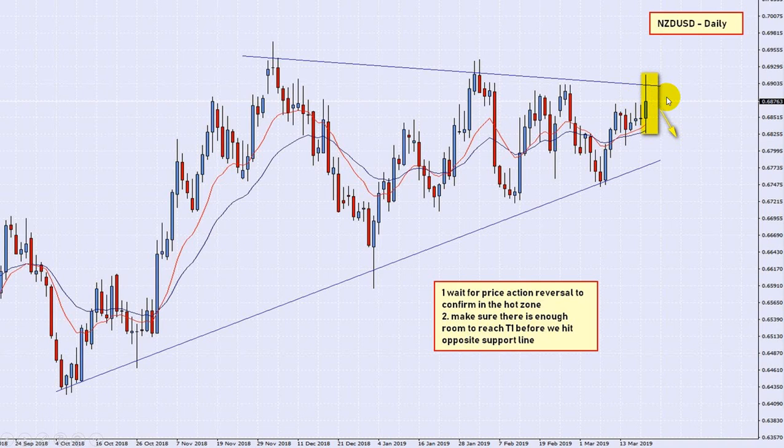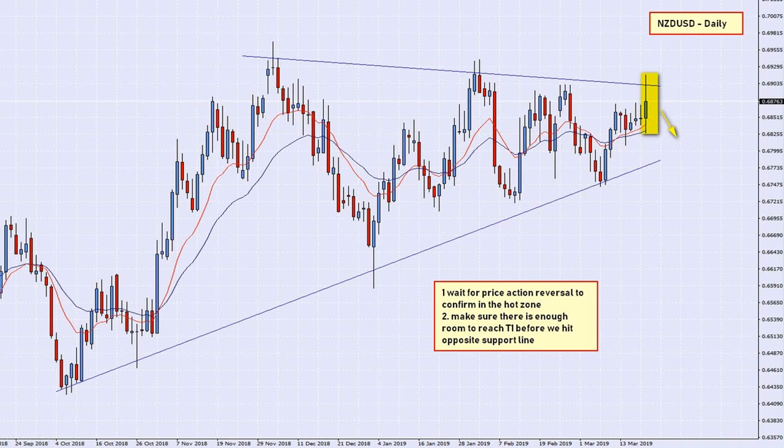The second thing that I want you to note is once we do get the setup, make sure that we have enough room to reach our target, our T1 target. Otherwise, if there's not, and what I mean by that is, let's just say that the combination ends here where my cursor is. I want to make sure that I hit my target before I get to this line here, because this line is possibly a support line, so I would like to hit my target in here before I get to the line. So that's what I mean by make sure there's enough room to reach your target.